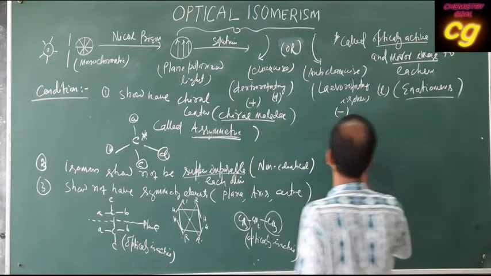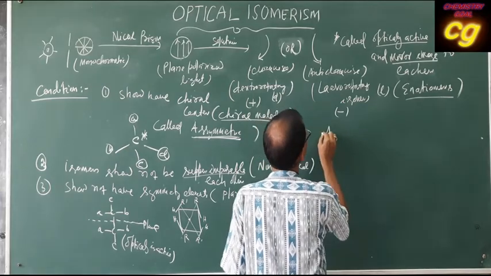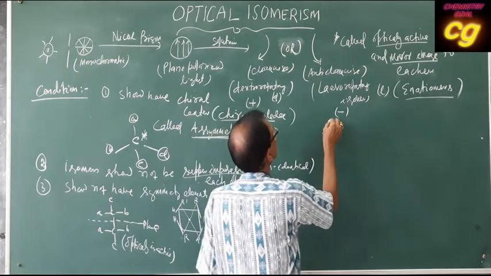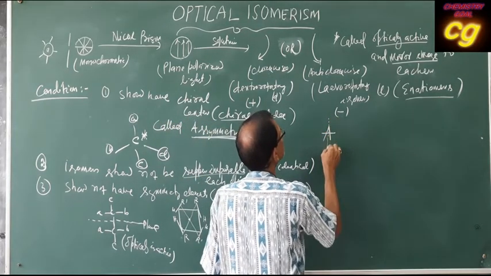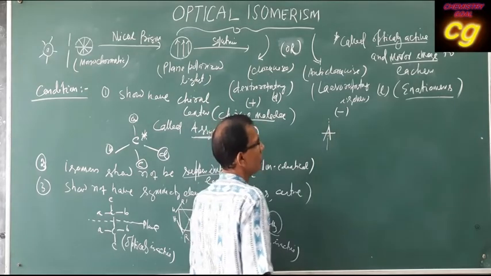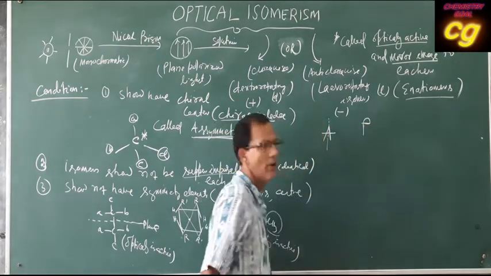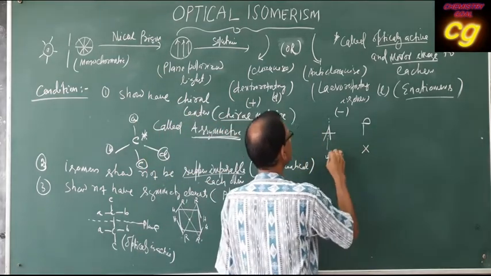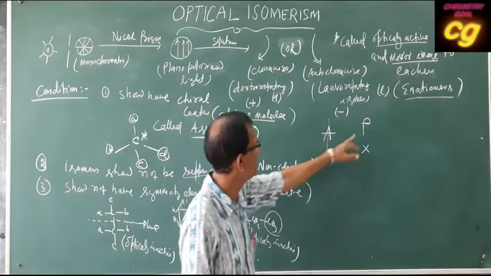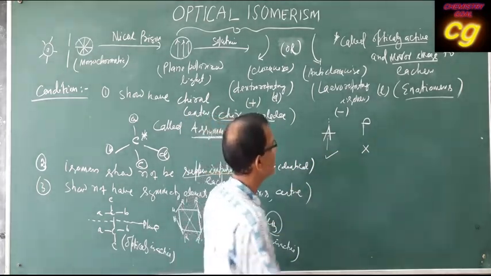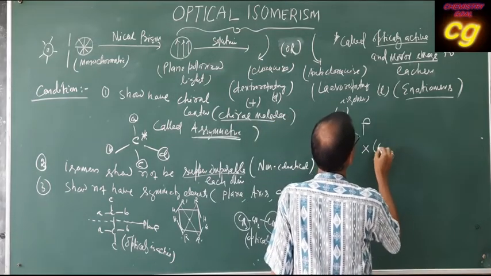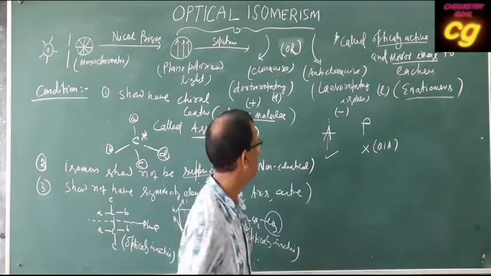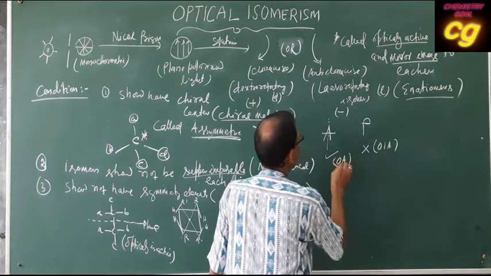Suppose I write A, this A has a plane of symmetry. If you divide this, you see equal halves, so it has a plane of symmetry. Suppose P has no plane of symmetry. So no symmetry here. That means it is optically inactive, short form OIA.